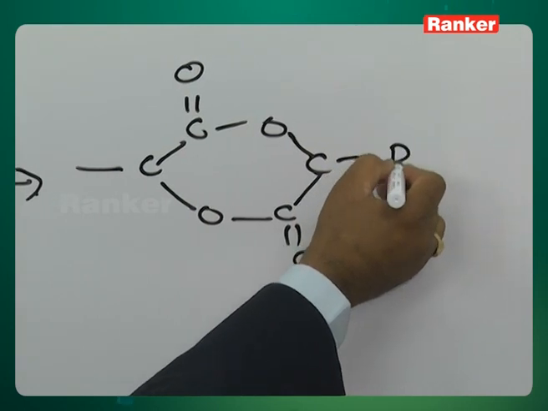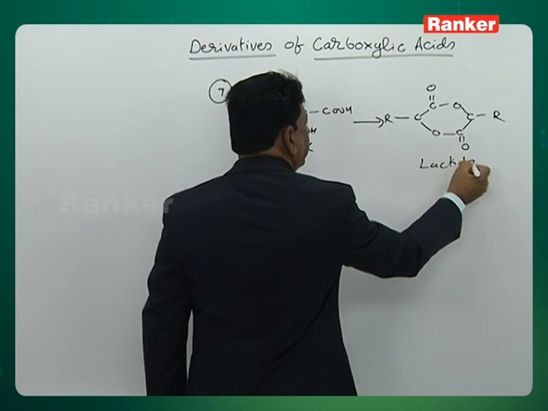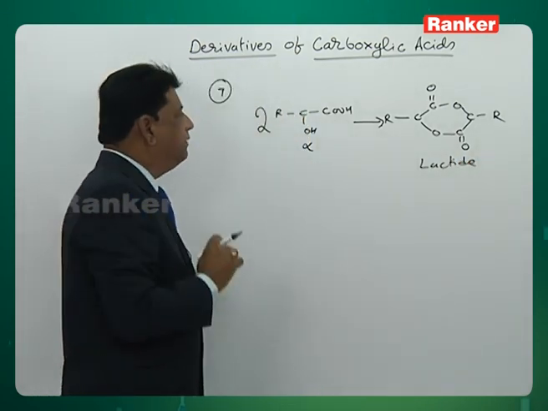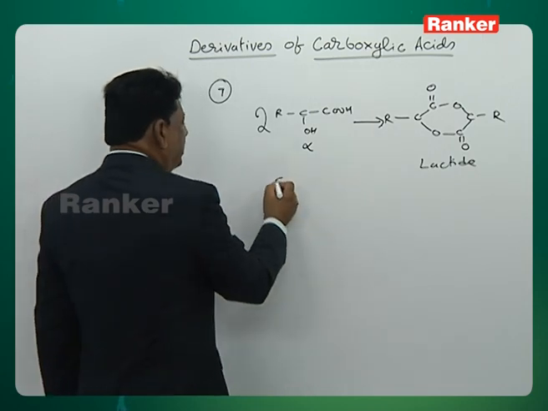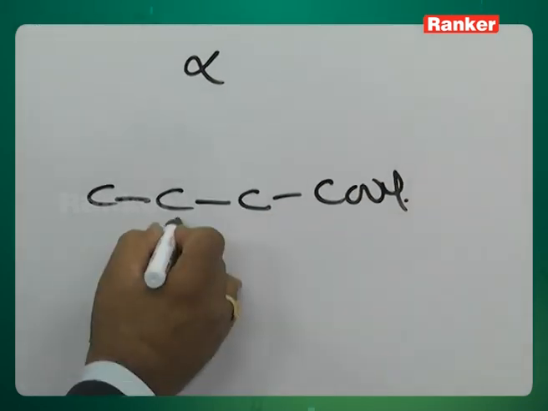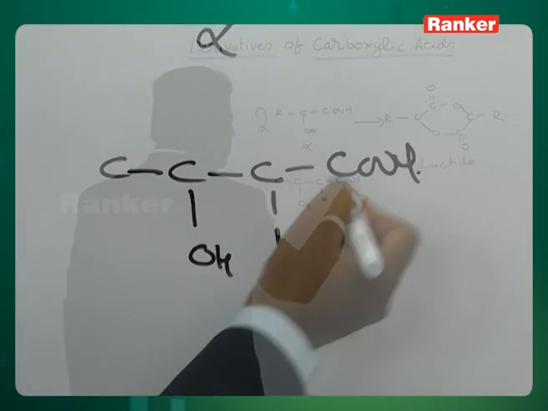This is called a lactide. This is called lactide. When the hydroxy group is at the alpha position, lactides are going to form. When the hydroxy group is on the beta position, the alpha hydrogen has some hyperconjugation.